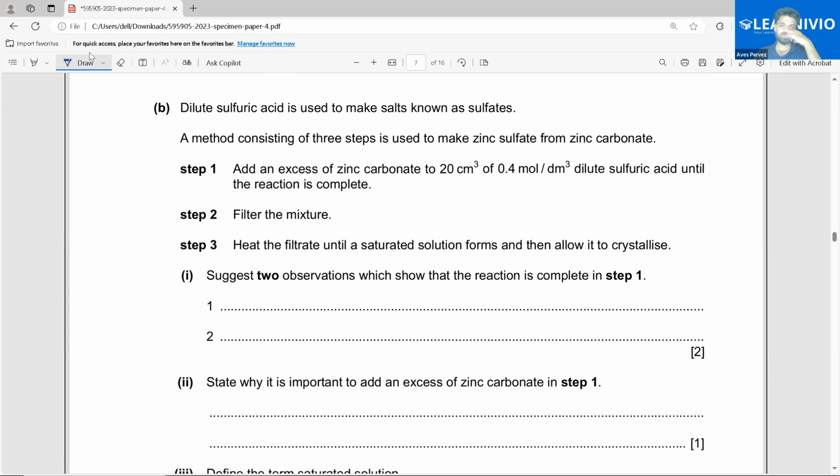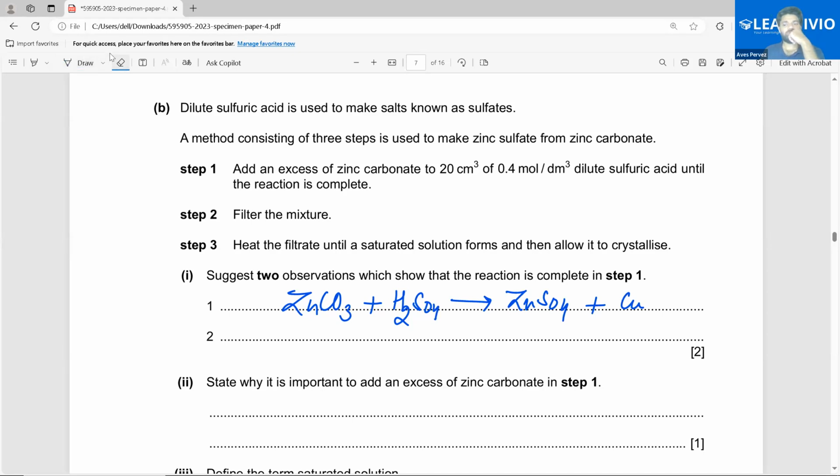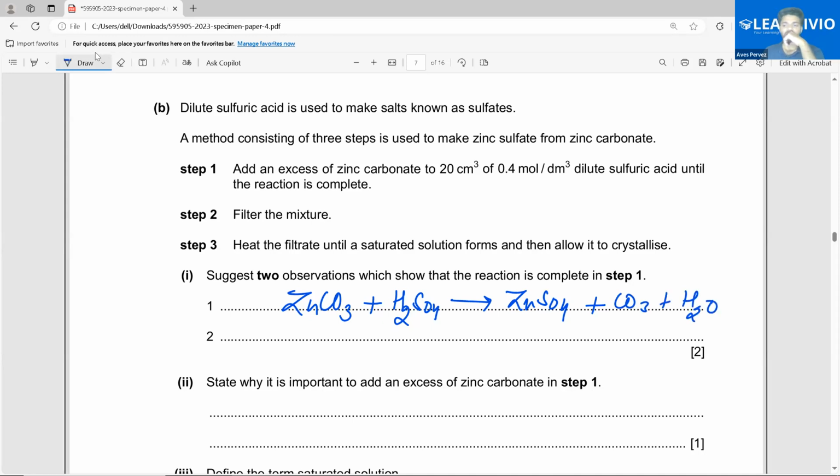What would happen when H2SO4 is added to zinc carbonate? Write down a reaction for it. ZnCO3 plus H2SO4 gives me ZnSO4 plus CO2 plus H2O.